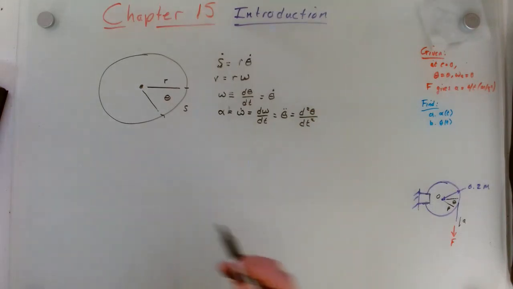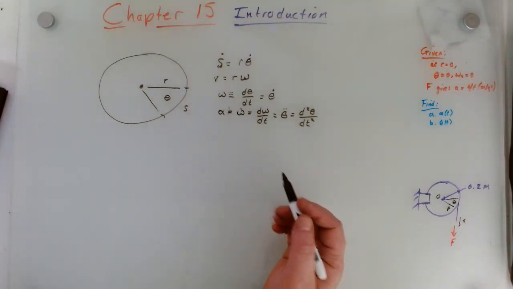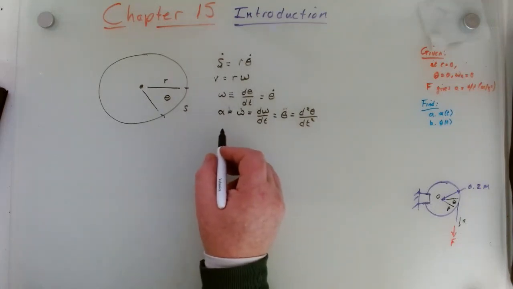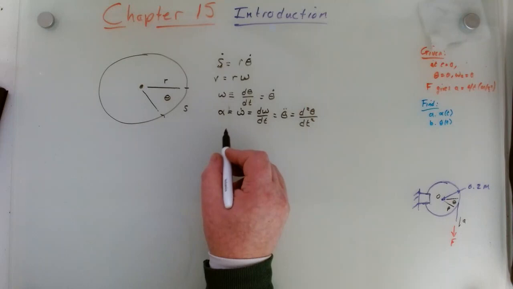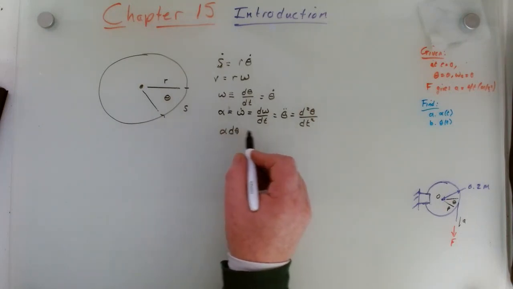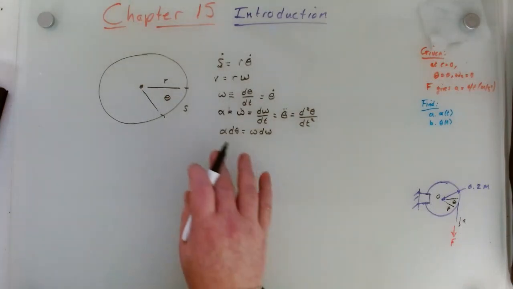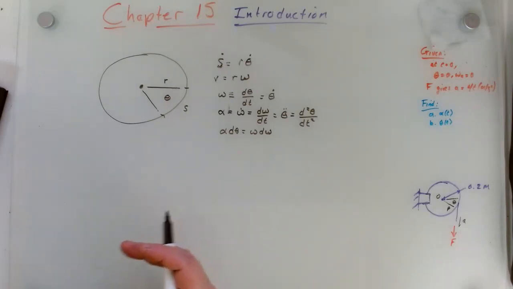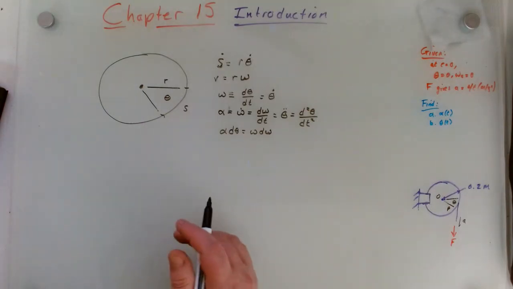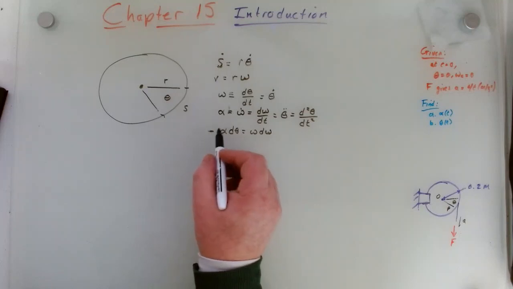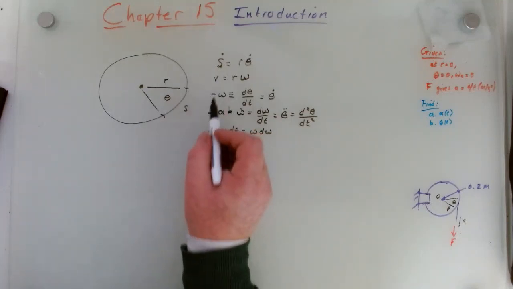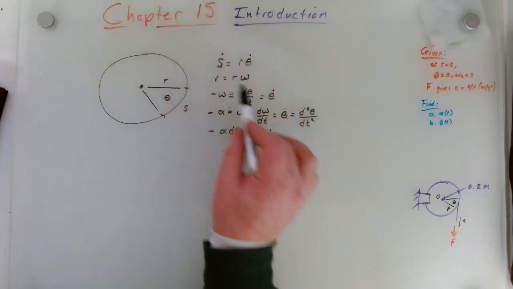One that we will see sometimes is that we'll also see this relationship. We'll see alpha d theta is equal to omega d omega, right? And we get here using that chain rule expansion that we did with rectilinear motion in previous chapters. Okay, so let's see, we want this one, and this one, and this one. It's really good to understand where this comes from.